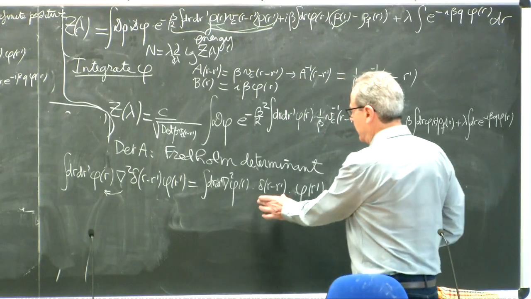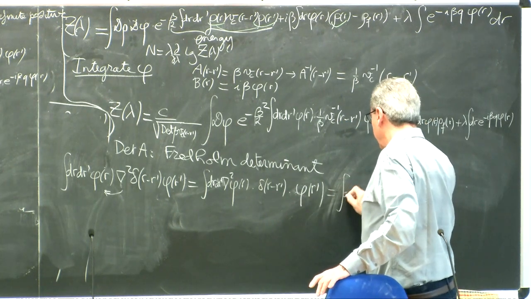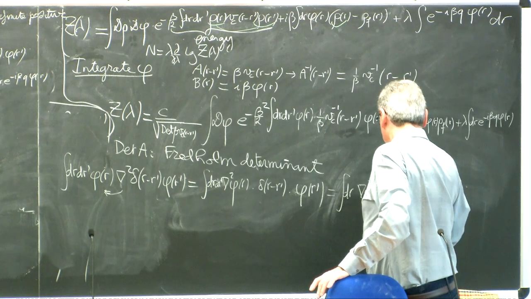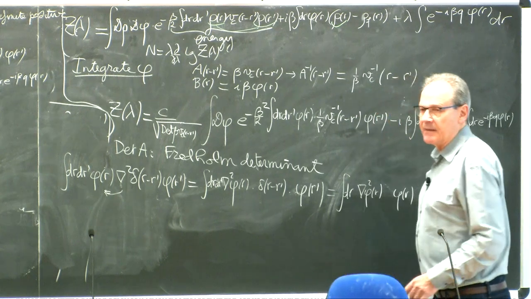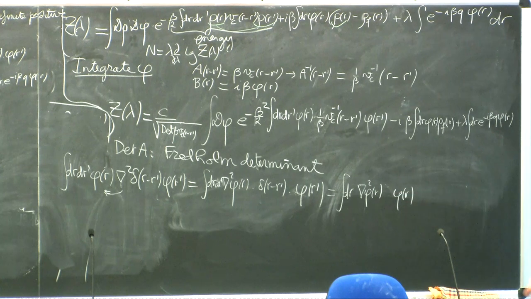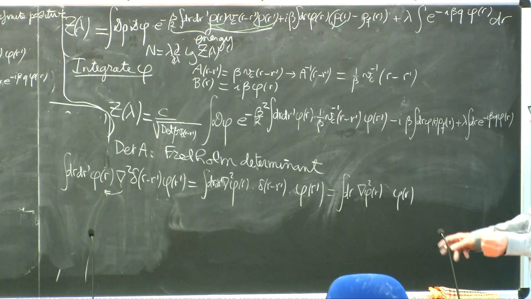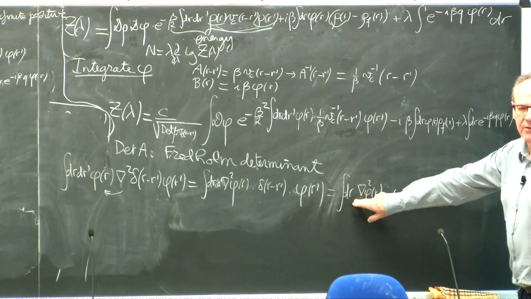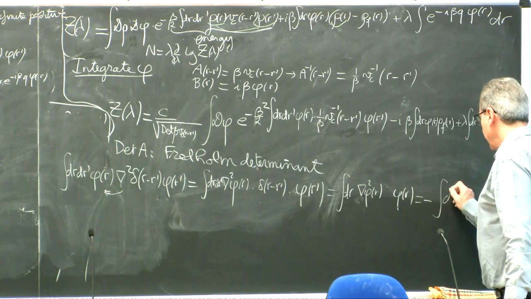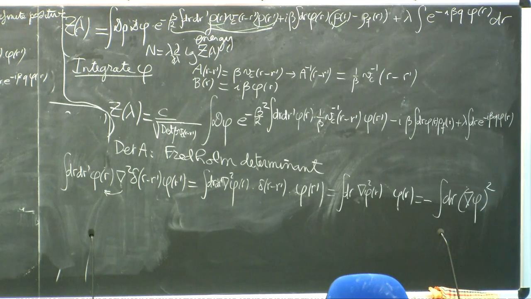And therefore, this tells me that r prime is equal to r. So this is just integral dr, Laplacian of phi of r times phi of r. And usually, if phi has good properties at infinity, you can integrate by part once. So you can move one of the derivatives here. And this is just minus the integral dr gradient phi to the square. Right?